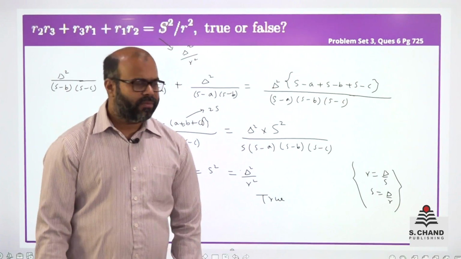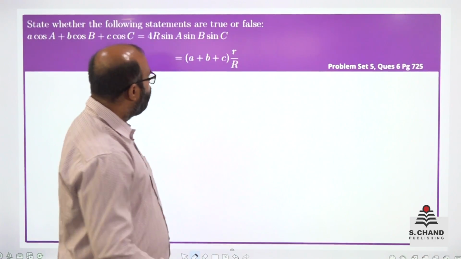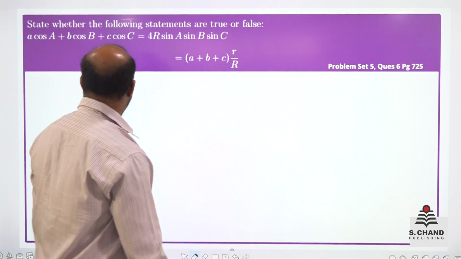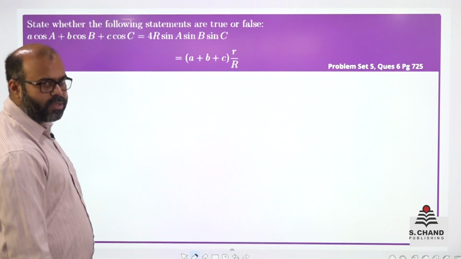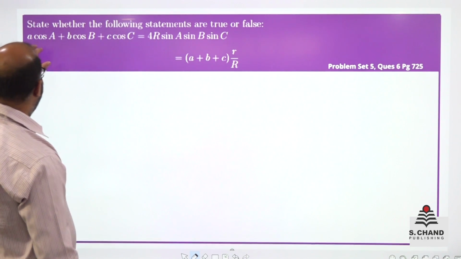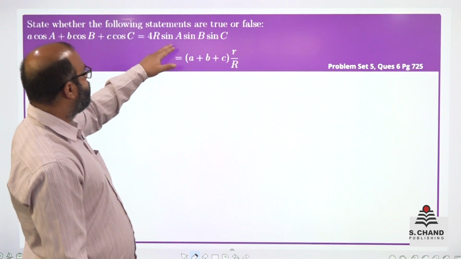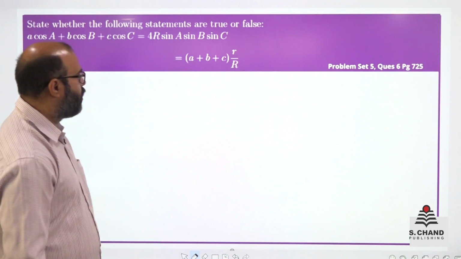So in this chapter we have discussed few of the very important questions, and one more question is there. It is not complete, so let us discuss this one also. State whether the following statements are true or false again. So a cos A plus b cos B plus c cos C is equal to 4R sin A sin B sin C is equal to (a plus b plus c) r upon R.